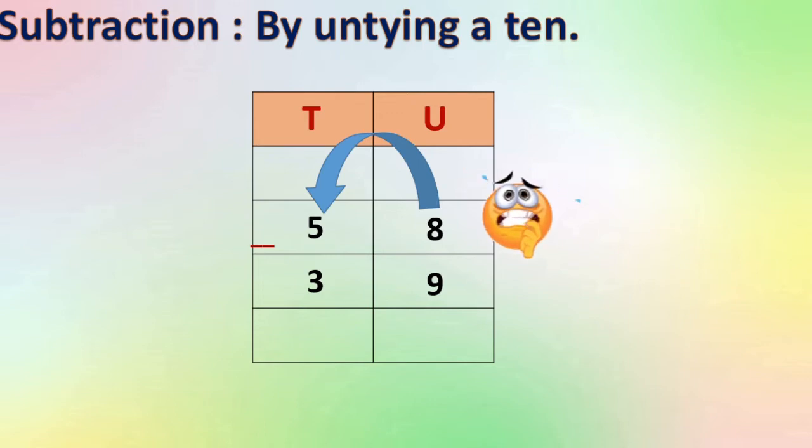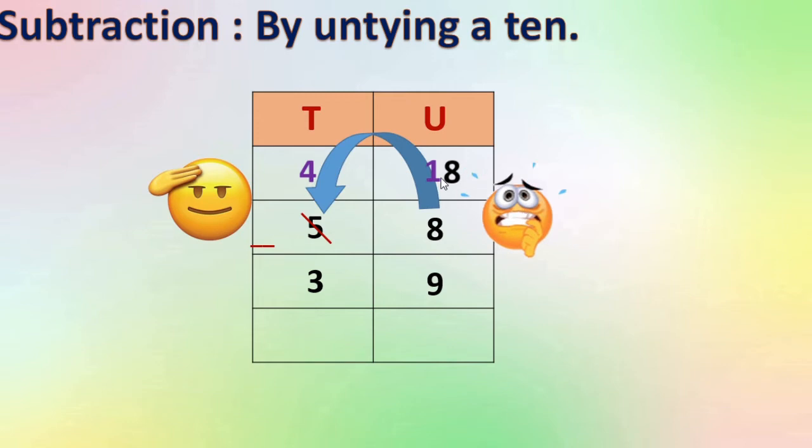Okay, and 5 accepts the request and it bifurcates itself into 4 and 1. 4 and 1 is 5, isn't it? It lends 1 ten to the unit and it becomes 4, 1 less, isn't it? And here 8 is already there in the units place, so it became 18.